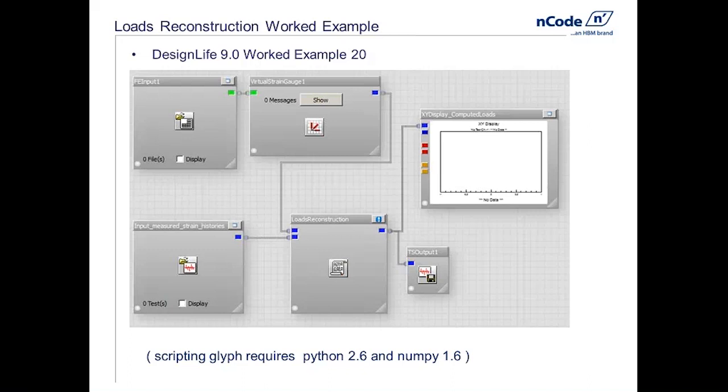One thing to mention here, this is actually a worked example that came with version 9, worked example 20. It is using the scripting glyph, and the scripting glyph in this case is using Python. So in order to actually run this worked example, you need to have Python 2.6 installed as well as NumPy.